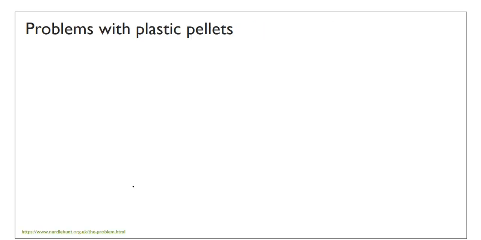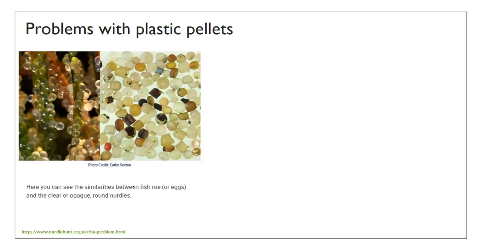Now there are a lot of problems with plastic pellets, for those who haven't heard of plastic pellets or know that there are problems with them. First of all, they are very similar in size to fish roe or fish eggs. So if they for some reason get spilled into the ocean, it is very easy for organisms to mistake them for food, and organisms actually eat these.